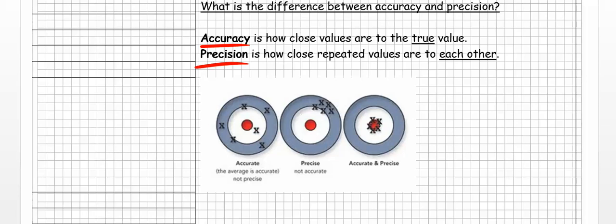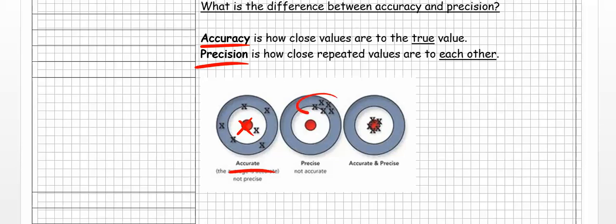So let's take a look at this target on the left. For this target, these are accurate. Now, it might not appear to be accurate, but they are accurate because the average of all these is right through the bullseye, right? So they're not right in the middle, but if you take the average of them, they go right through the middle, right? So that's called accurate.